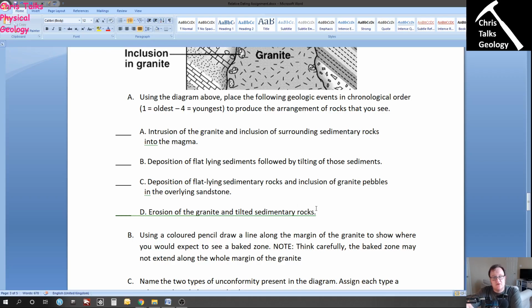Okay, so you just have to take a second and you have to put these in the right sequence. If you're uncertain, work it through in your head. Think about how this has to go. Remember, all sedimentary rocks are deposited as horizontal layers. Therefore, if they're tilted, that must come after they are deposited as horizontal layers. So just remember that point.